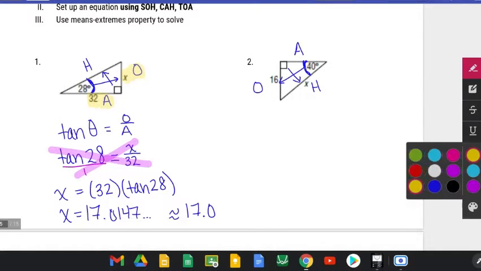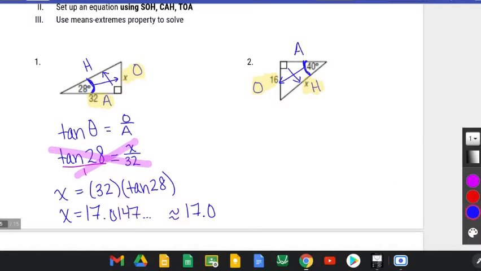I can see that my opposite and my hypotenuse sides are the two that are labeled, which means that I'm going to need to use the trig function that starts with s, or the sine function, to set up my ratio. And now I just substitute in the values. The sine of 40 is equal to 16 over x.